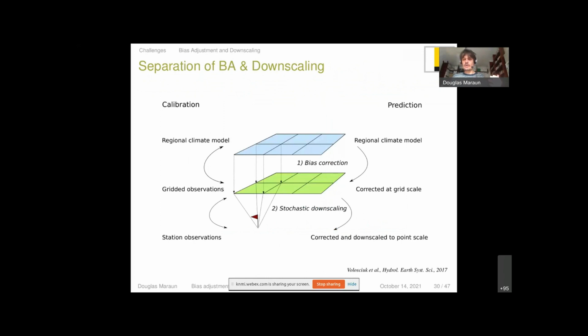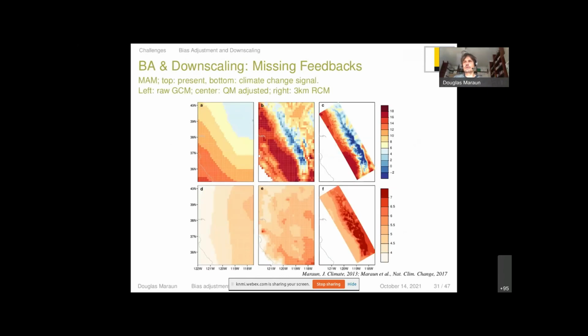So some authors really recommend, they say you don't need to downscale a GCM with an RCM because you can always do quantile mapping and then get to the low resolution you need. And I would say this is highly misleading. So what you can do is you can try to separate the two. You may do a bias adjustment first on the same resolution with gridded observations. And then afterwards, you can do a downscaling, really stochastic downscaling, which brings you to the point scale. So that would create local variability.